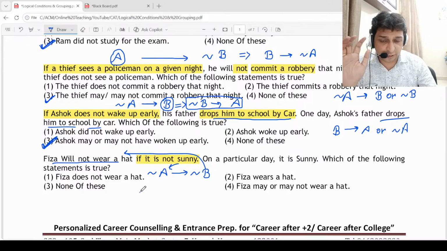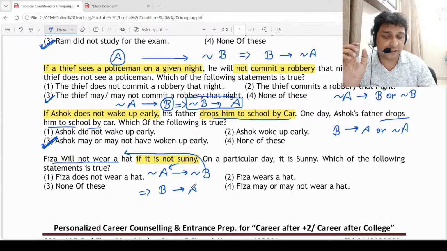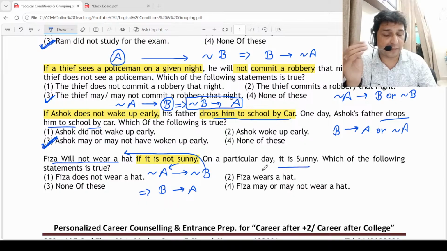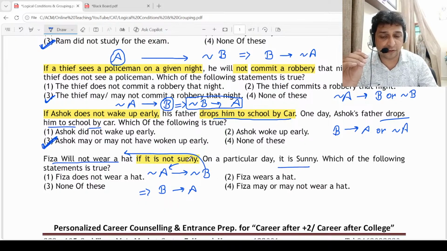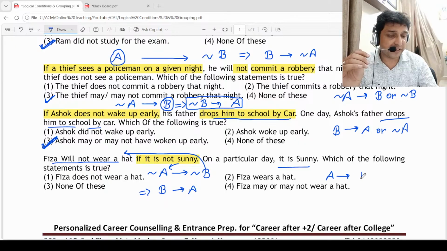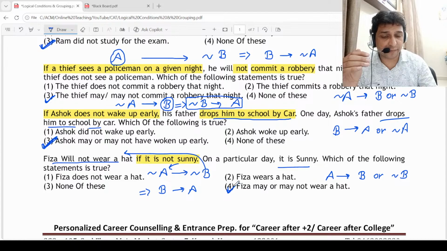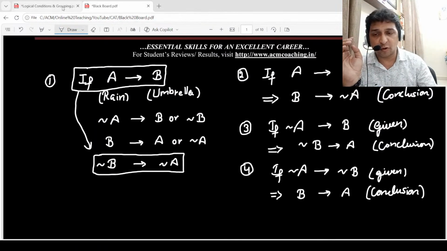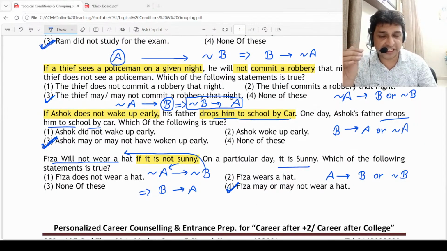On A, the conclusion comes out to be this, that if B occurs, then A will happen. That is the conclusion. But the question says if it is sunny on a particular day, it is sunny. That means A occurred because sunny is A. So now if A occurred, then B may happen or B may not happen. It can be anything. So again, the answer is going to be Fiza may or may not wear a hat. That is the basics of the logical conditioning and grouping topic.